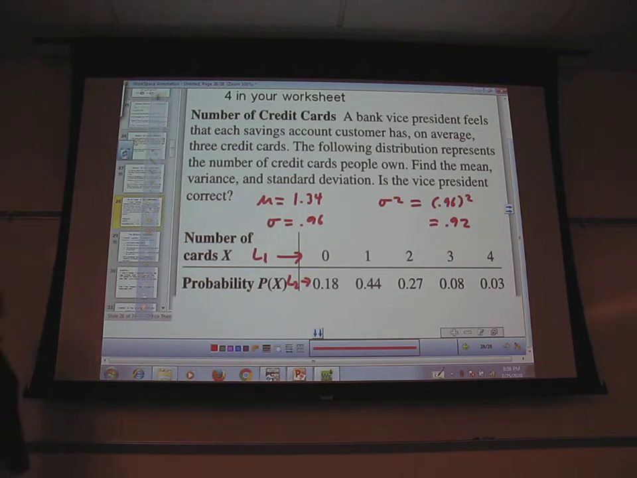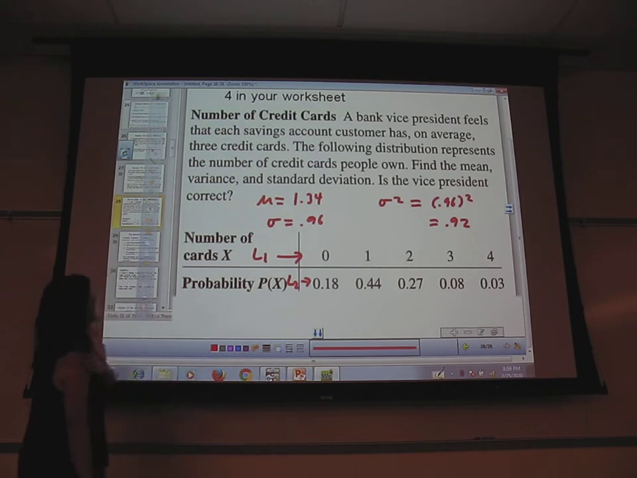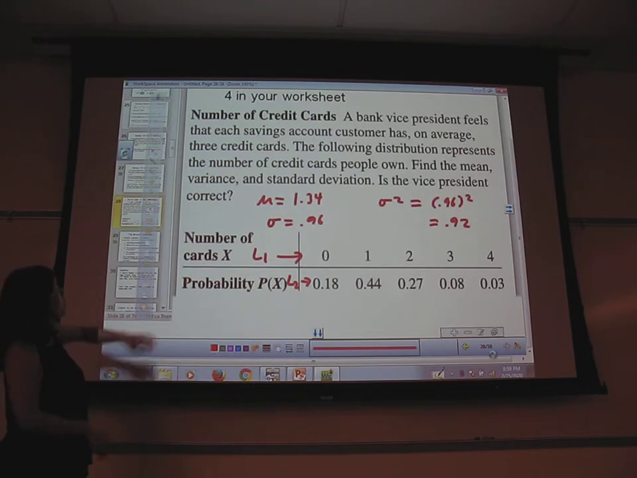So is he correct? It doesn't really look like it. It's kind of hard to say. If this is a sample, then it might be off by a little bit, but we're assuming it's the whole distribution. So it sure doesn't seem like he's correct. I would say he's wrong, but it gets a little bit fuzzy. The problem is that this is a probability distribution.